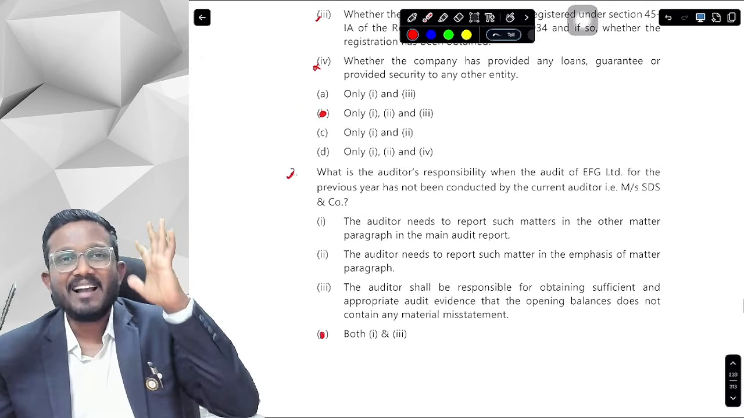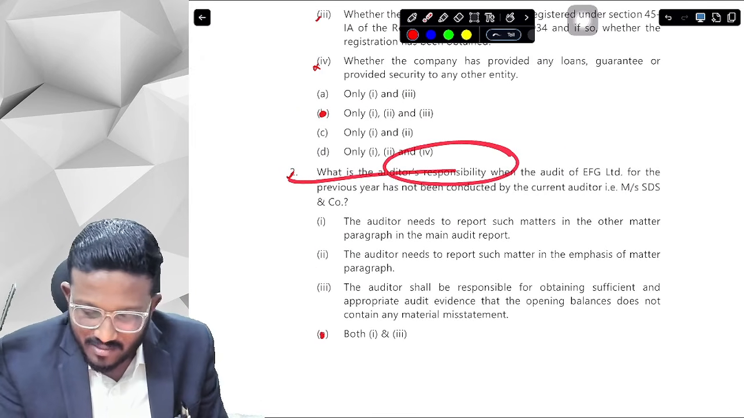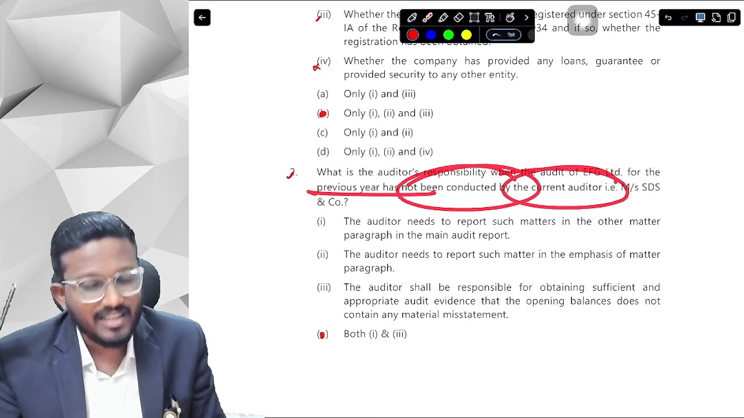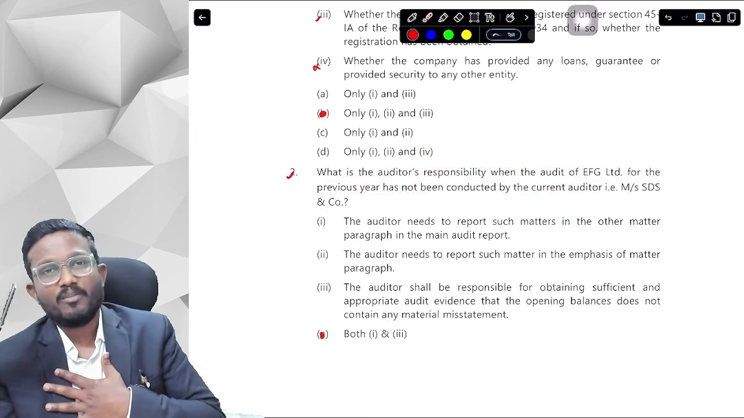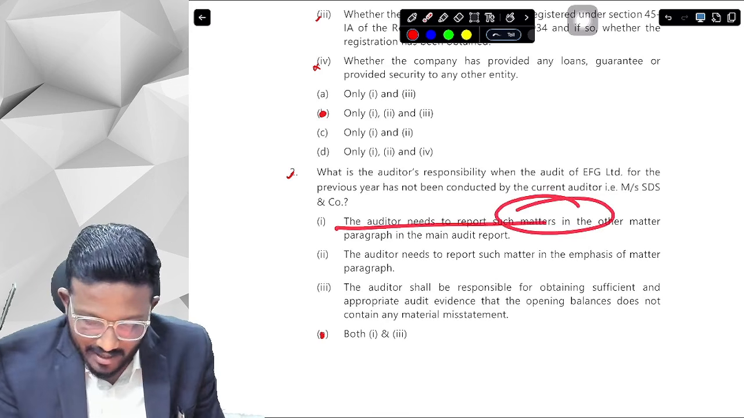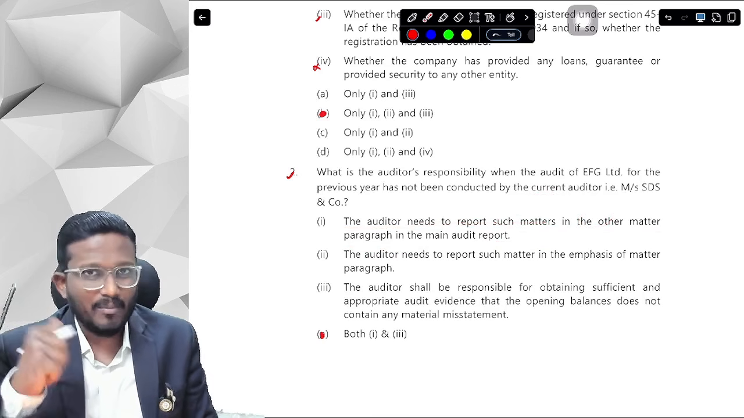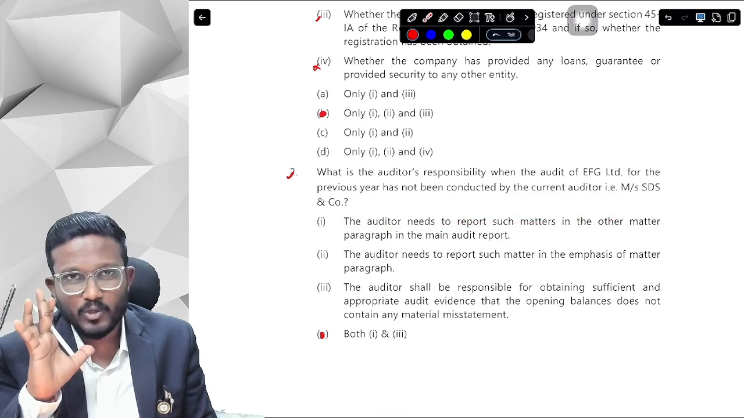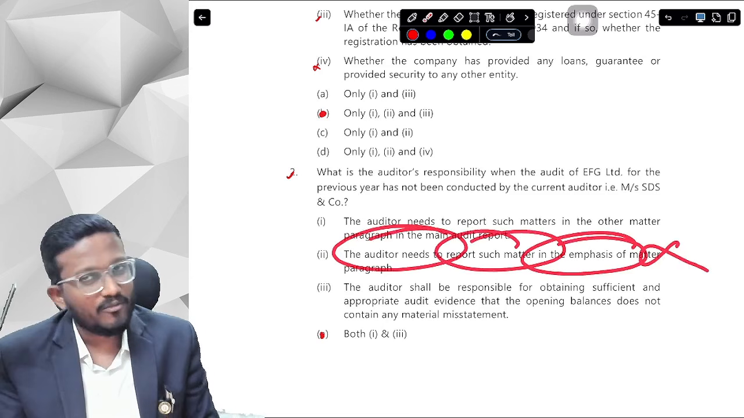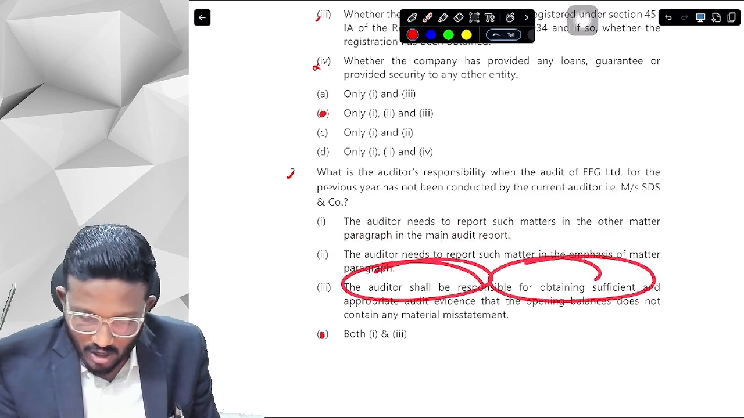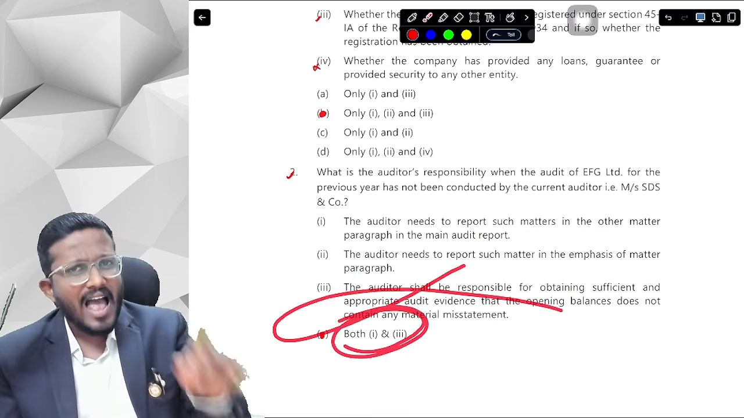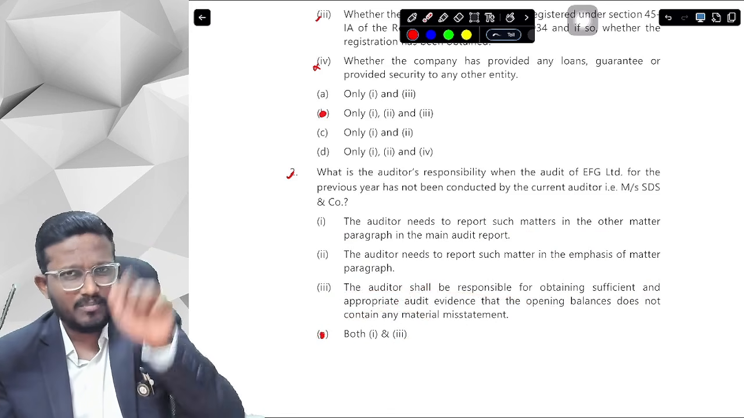Yes. What are we saying, sir, what is the auditor's responsibility when the audit of AFG Limited for the previous year has not been conducted by the current auditor? So we have not conducted the audit of the previous year of this company. What do we have to do, sir? First of all, we need to report such matter in the other matter paragraph in the main audit report. Yes, we need to tell about it, that we did not issue an audit report on the previous year. Next, the auditor needs to report such matter in the emphasis of matter paragraph. No, sir, that is wrong. Next, the auditor shall be responsible for obtaining sufficient and appropriate audit evidence on opening balances. That is right. So 1 and 3 are right. I am sure now that this is repeated from the previous case studies.